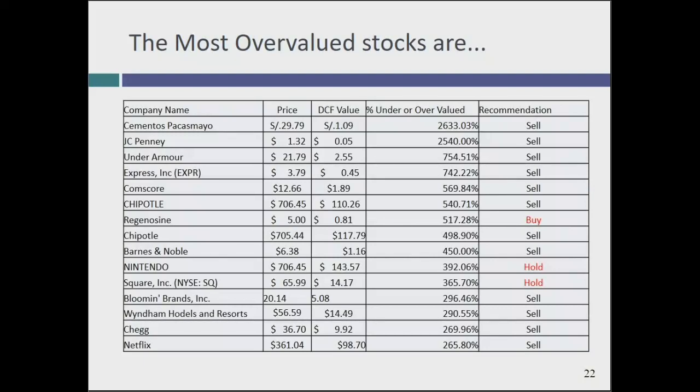Either the stock is just incredibly overvalued, or this, I want to take a look at this. It's 2,633% overvalued. There are a couple of Chipotles on the list, and there's Square right there. So those are the most overvalued, and there's one buy in the most overvalued list.